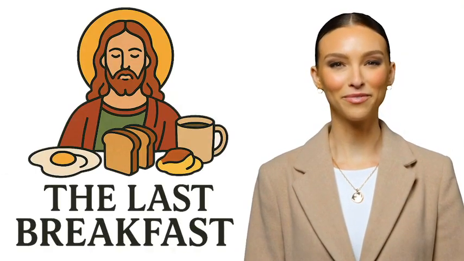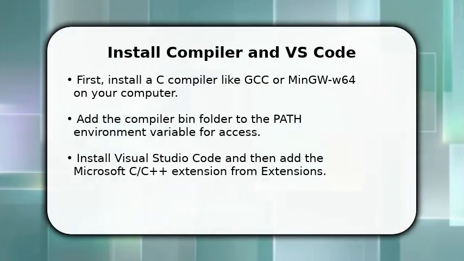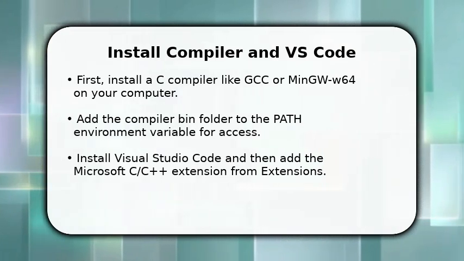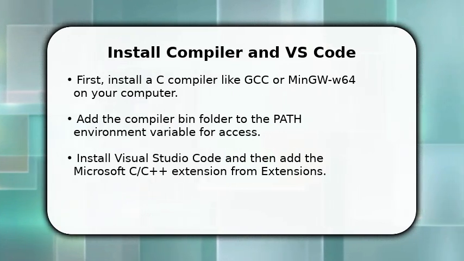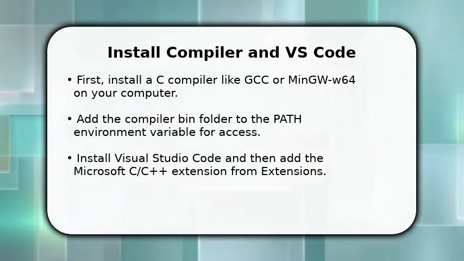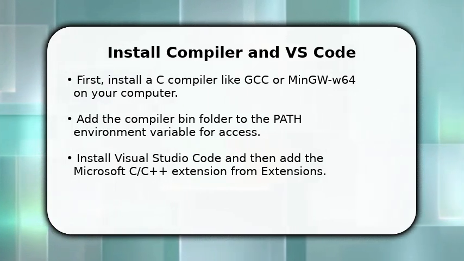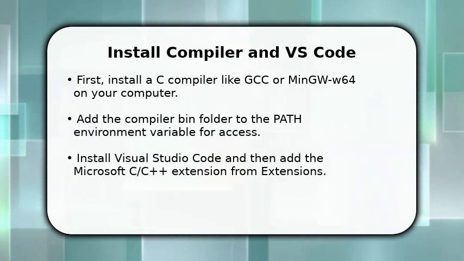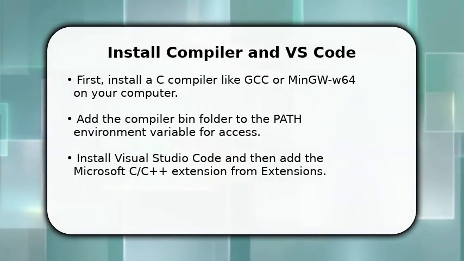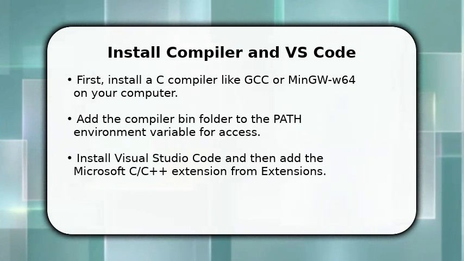Please enjoy the video. First, install a C compiler like GCC or MinGW-w64 on your computer. Download the installer and choose the correct architecture for your system. Install to C:/mingw or another folder and allow required permissions. Add the compiler bin folder to the PATH environment variable for access.